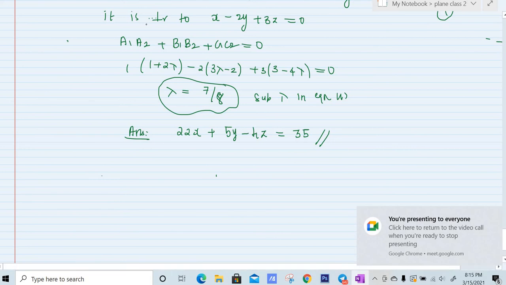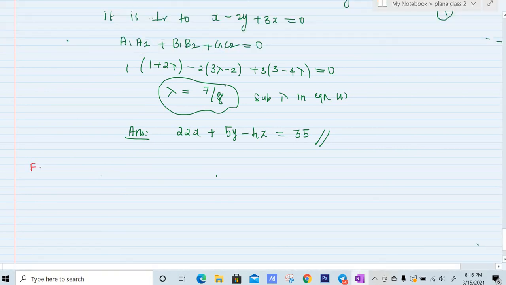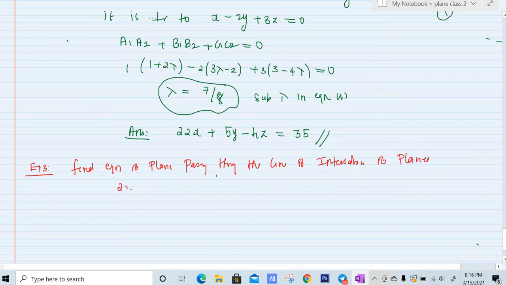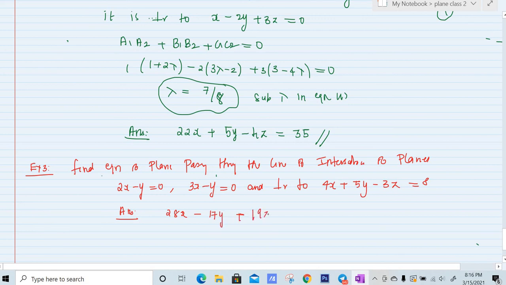So I'll give one more problem as an exercise. Find the equation of the plane passing through the line of intersection of the planes 2x minus y is equal to 0, 3x minus y is equal to 0, and perpendicular to 4x plus 5y minus z is equal to 8, and the answer will be 28x minus 14y plus 9z is equal to 0. This is the equation of the plane passing through the point of intersection of the planes.